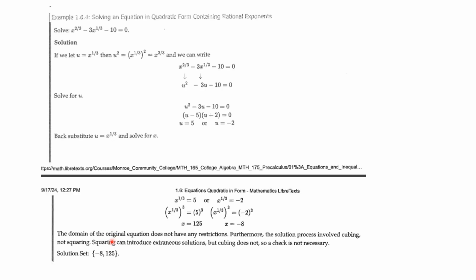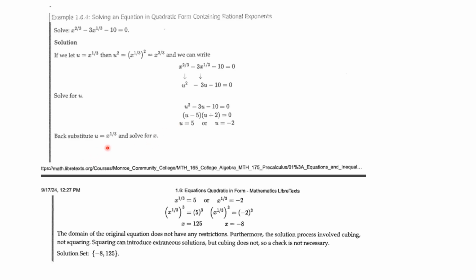Let's consider another example that has a rational exponent. Suppose we wanted to solve x to the 2/3 minus 3x to the 1/3 minus 10 equals 0. Here, if we let u equal x to the 1/3, then u squared would be equal to x to the 1/3 whole squared, which is x to the 2/3. And so we can write the original equation as u squared minus 3u minus 10 equal to 0, which can be solved by factoring, and we get u is equal to 5, or u is equal to minus 2.